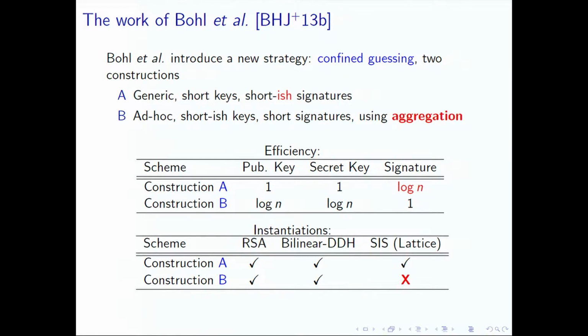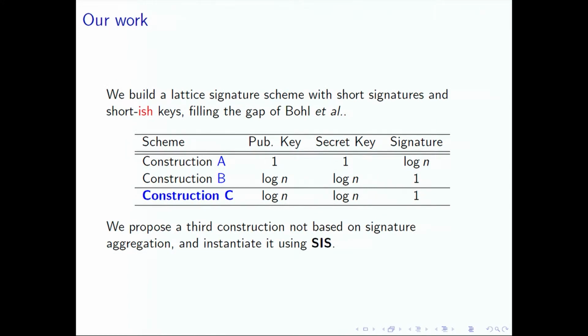There is this missing piece in this puzzle here, and we're going to try to fill that up. Again, the issue to build it with lattices is that we don't have an aggregation technique for lattices. So our solution will be to provide a third kind of construction that achieves the same as this construction B, and instantiate it using SIS, the short integer solution problem, which is tightly related to lattice problems.